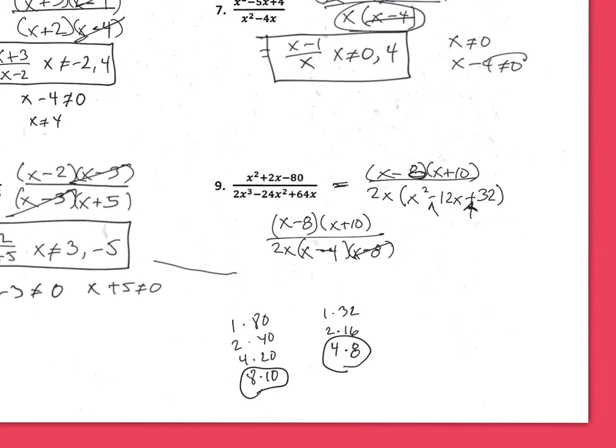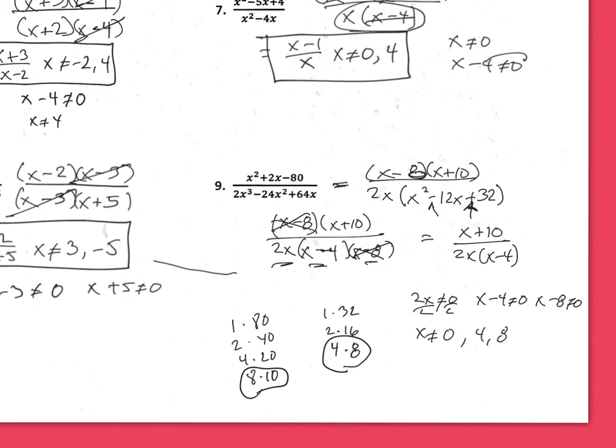All that work and all that crosses off is the x minus 8. So the answer is x plus 10. You do not need to multiply this back out. Leave this like this. All right, so that's what we have left over. However, we have to take all three factors. 2x cannot equal 0. X minus 4 cannot equal 0. X minus 8 cannot equal 0. So we get x cannot equal 0, 4, and 8.